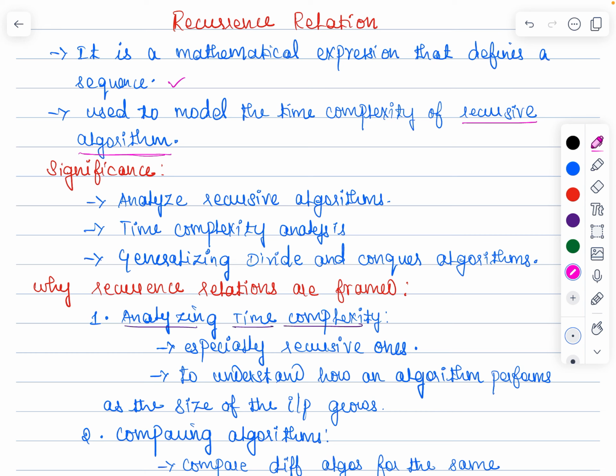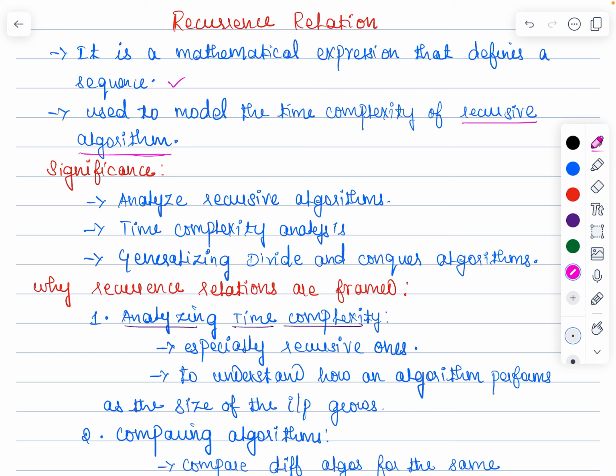So, in such a scenario, we are supposed to frame the recurrence relation for the given pseudocode. Especially when we use a recursive function inside the pseudocode, we cannot trace the pseudocode directly to obtain the time complexity. We are supposed to frame the recurrence relation. How to frame the recurrence relation will be discussed later. Now, let me tell you what exactly the recurrence relation is, what its significance is in data structures and algorithms, and why it is so important.